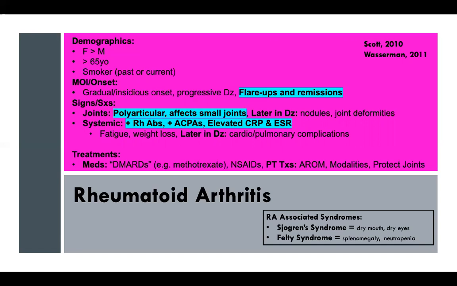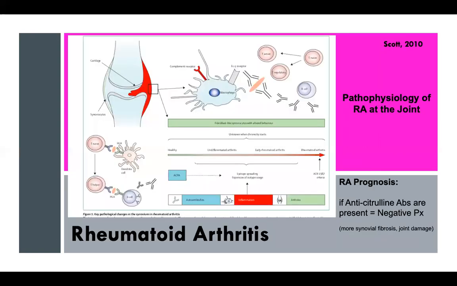So the joint pain, the stiffness, the achiness can spike, but then it can be managed, or you can have this remission period. Polyarticular, as we've said, affects small joints. And then we do have these systemic blood markers of antibodies, and also some gross or broad markers of systemic inflammation. So elevated CRP and ESR are common in our RA diagnosis.